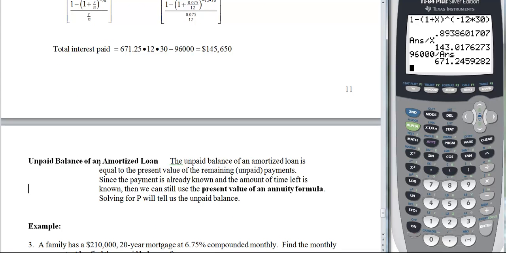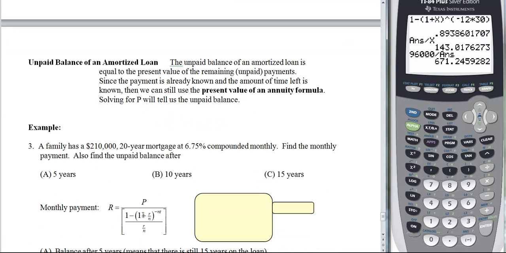Unpaid balance of an amortized loan. The unpaid balance of an amortized loan is equal to the present value of the remaining unpaid payments. Since the payment is already known and the amount of time left is known, we can still use the present value of an annuity formula. So solving for P will tell us what our unpaid balance is.